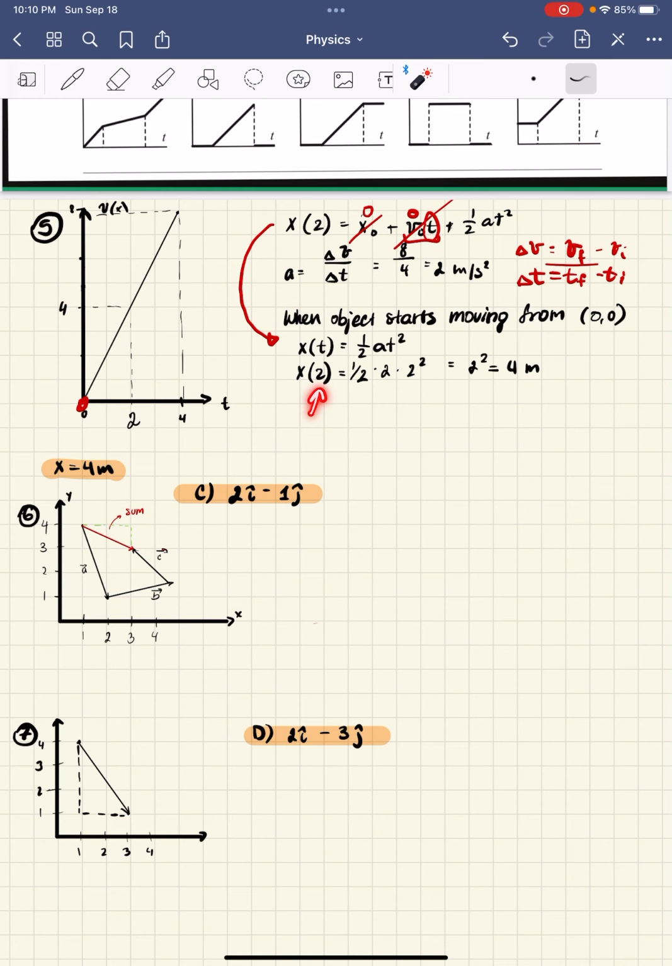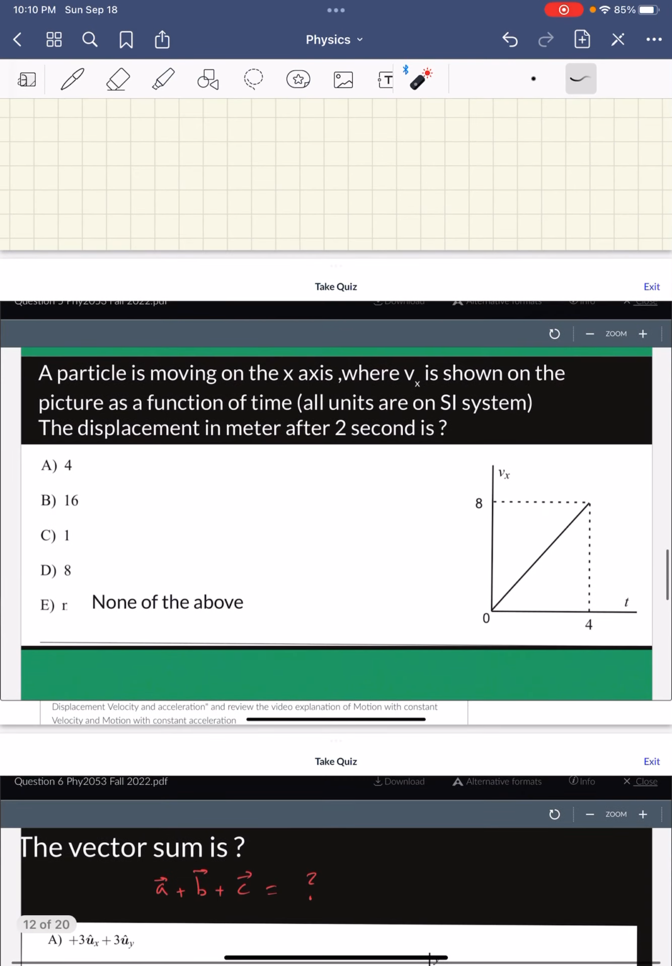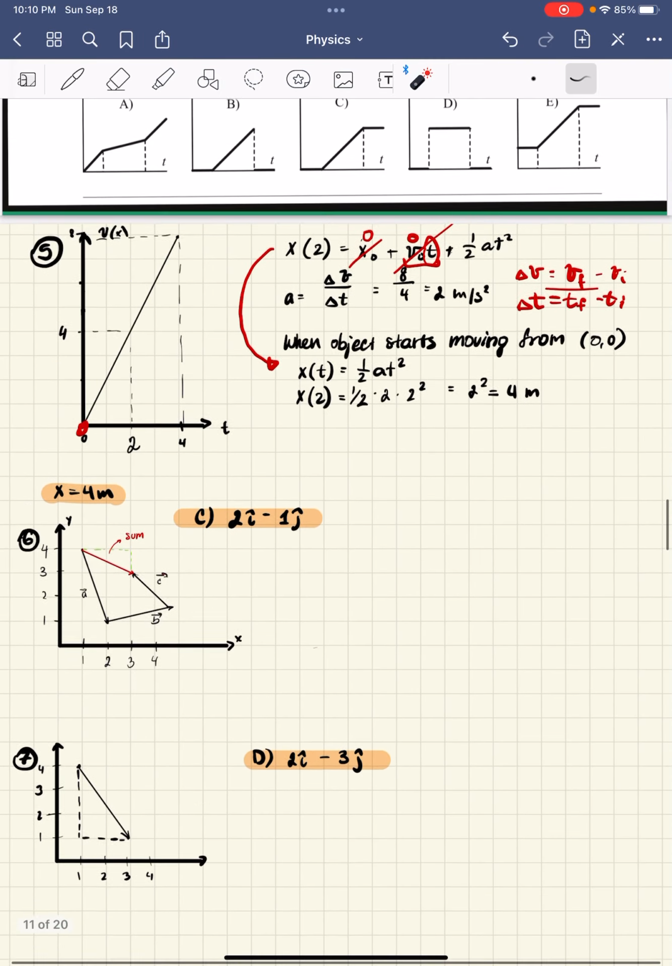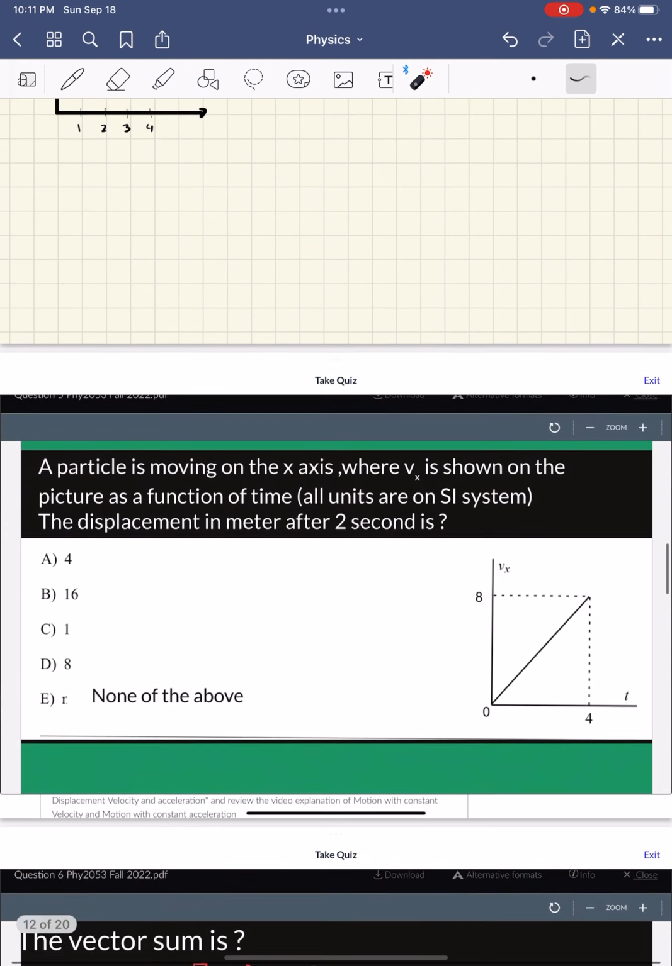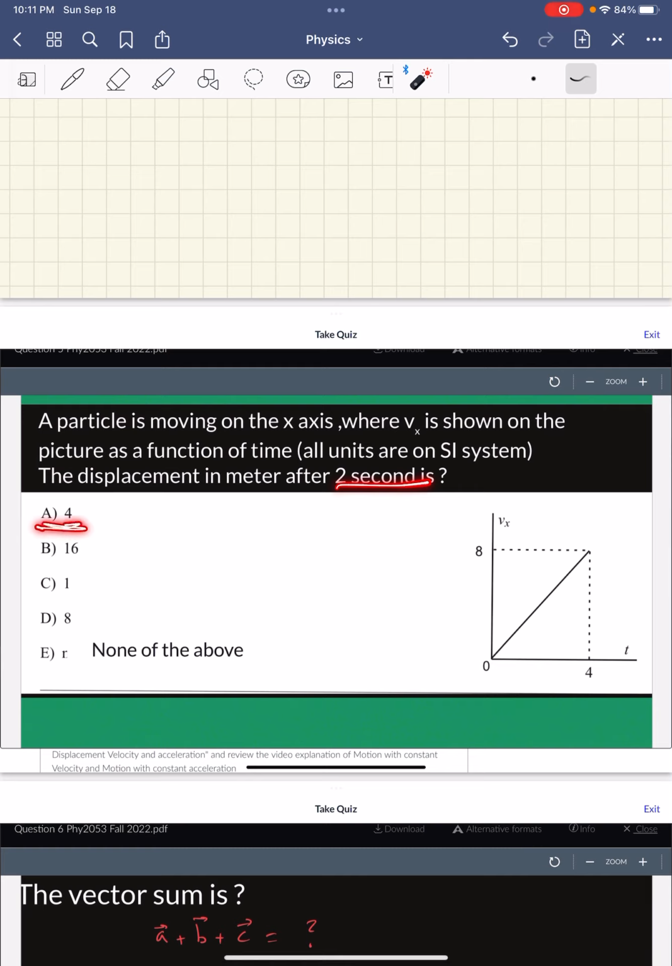Plugging in the 2, since in the question they ask where the object was after 2 seconds, it's going to be 1/2 times 2 meters per second squared, which we found here as the acceleration, times 2 seconds that the object was moving, squared. So this cancels out. I mean, it's going to be 1, since 2 times 1/2 is 1. So 1 times 2 squared is going to be 4 meters, right? So the object after 2 seconds will be at 4 meters, which is A.